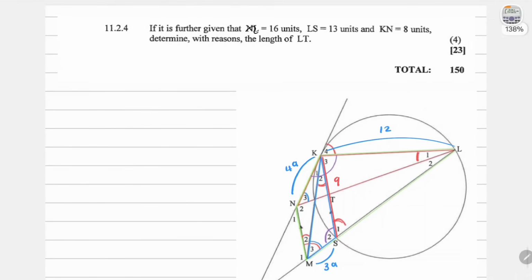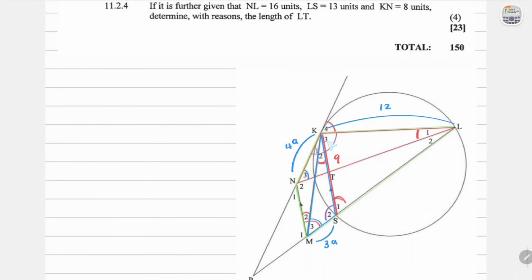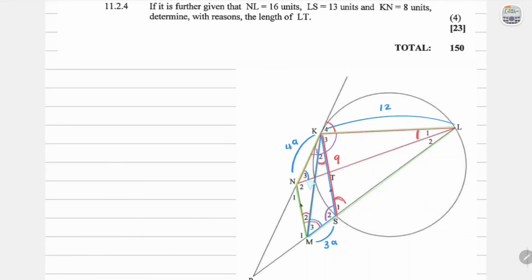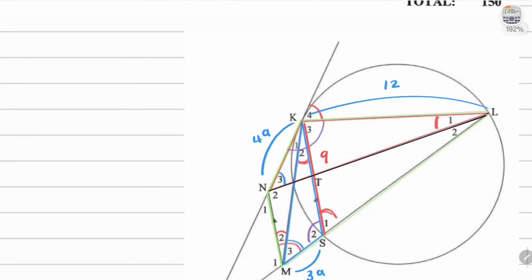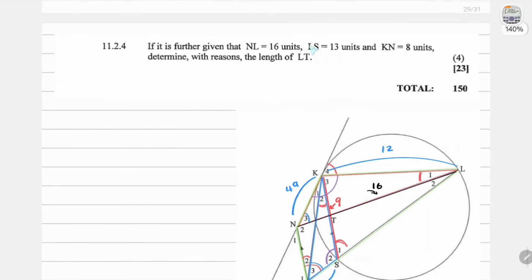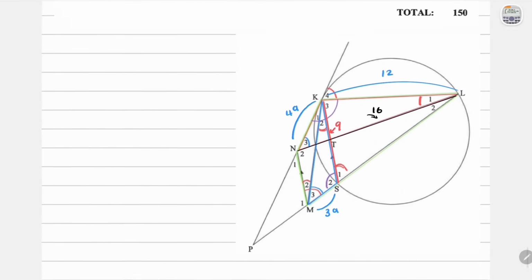But they're telling us that LN or NL is equal to 16 units. So that is this length over here. That is 16. So this is 9, this one. This is 16 units, so keep that in mind. And then they also tell us that LS is 13 units.